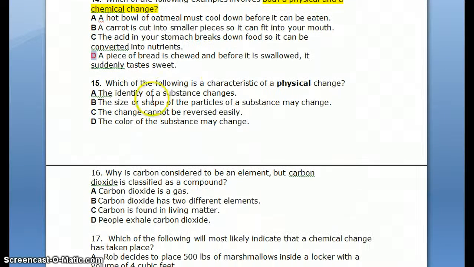Number 15. Which of the following is a characteristic of a physical change? The identity of a substance changes? No, that's a chemical change. The size or shape of the particles of a substance may change? Well, that's true because size or shape changing, that's a physical change. Let me rule out C and D. The change cannot be reversed easily. That's a chemical change. Or the color of the substance may change. Well, color could also be a chemical change as well, so my best answer choice is B.